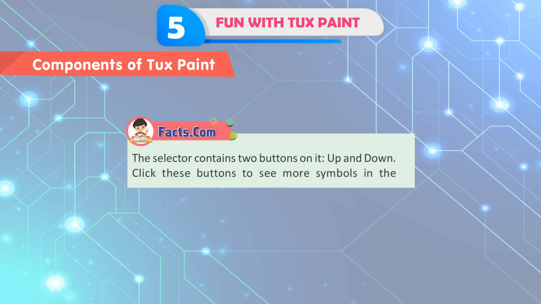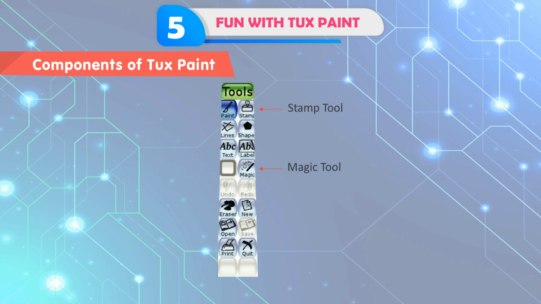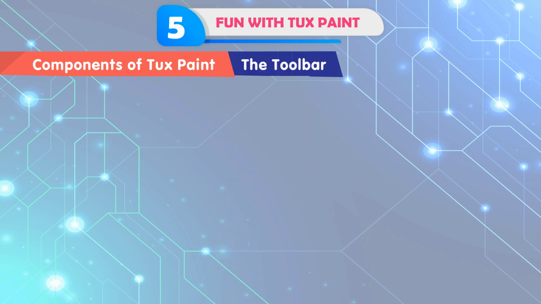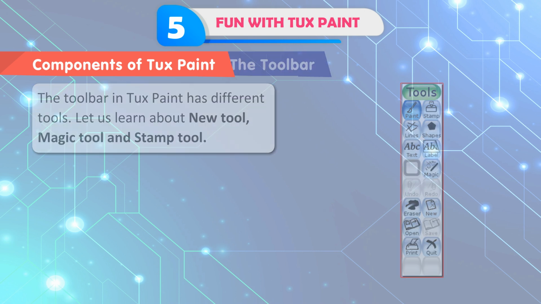Facts.com: The selector contains two buttons on it, up and down. Click these buttons to see more symbols in the Stamp tool, Magic tool, New tool. The toolbar: The toolbar in TUX Paint has different tools. Let us learn about the New tool, Magic tool, and Stamp tool.